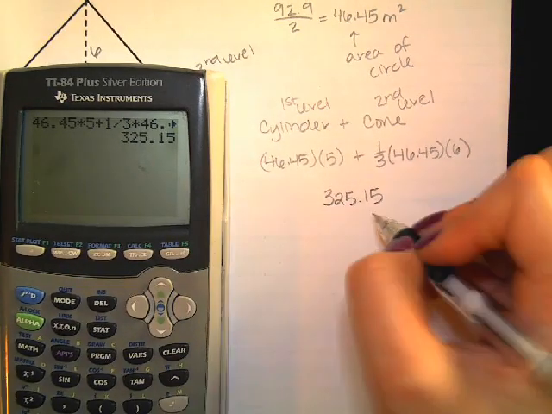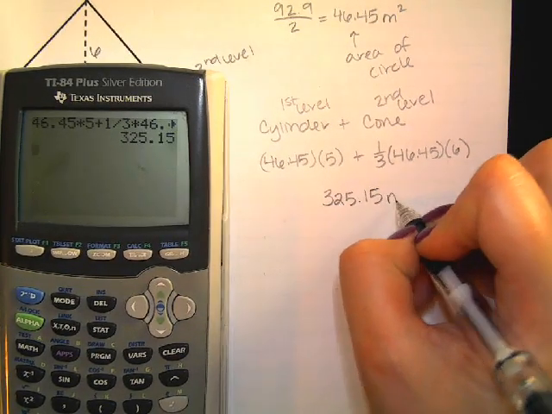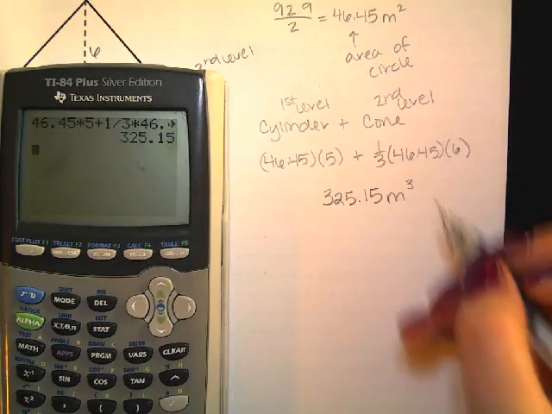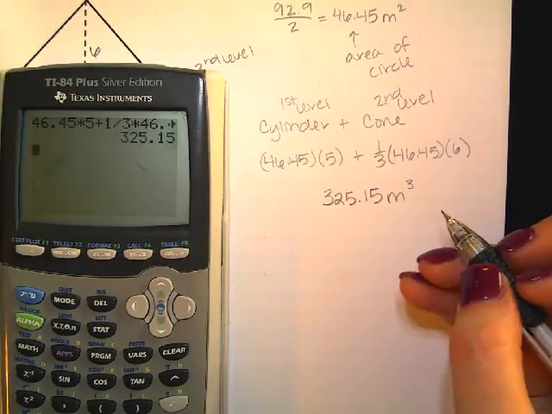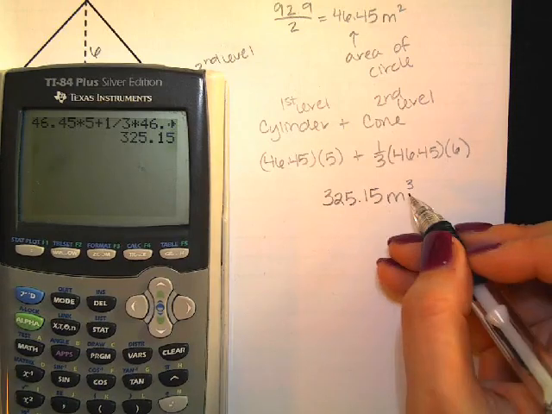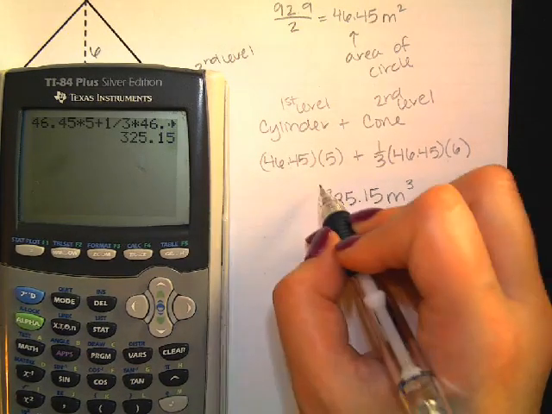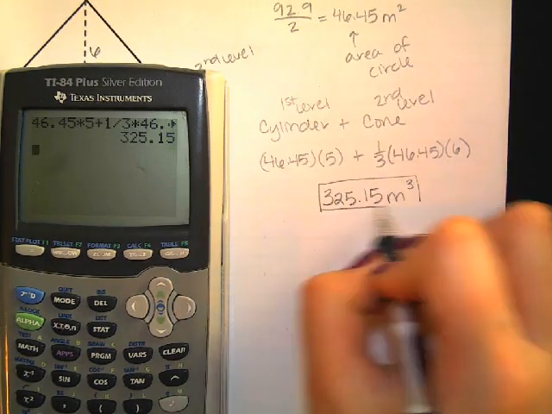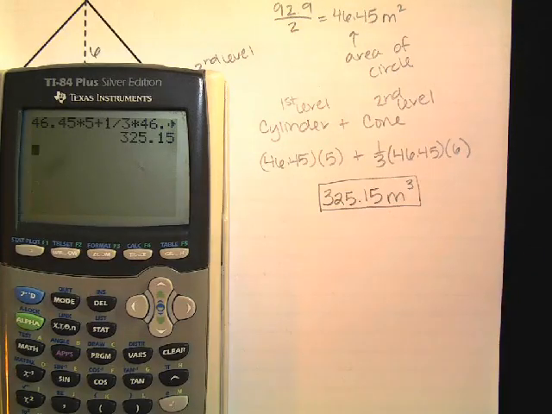All right, so 325.15 meters cubed. It said the nearest thousandth, which would be 3 decimal places. You can add a 0 on the end if you want, but you don't have to, just because this answer ended up only being to the 100th place, and that's totally fine.